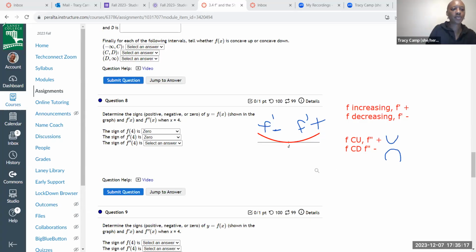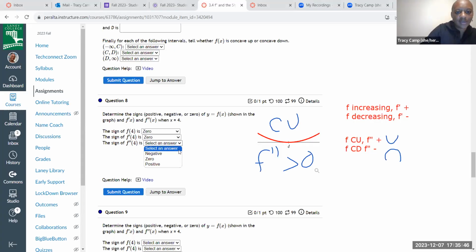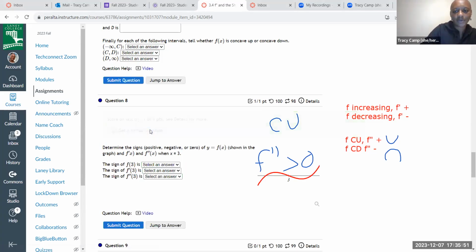So if we go to this graph and look at what's happening at the 4, it looks like the entire graph is concave up. Like everything that we have looks like it's concave up. So I would say that this whole graph is concave up. It looks like a smile, just the whole thing, right? Which means that f double prime is positive. I think they actually just say positive. Yeah, they just say positive. So that's this one.